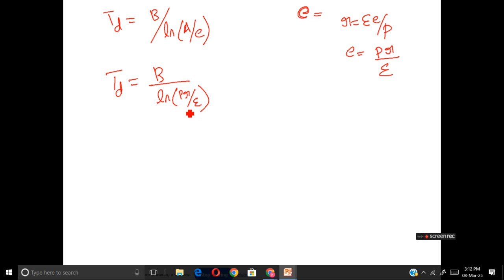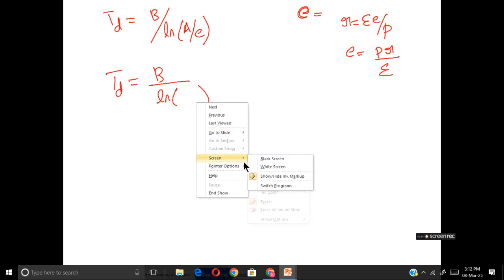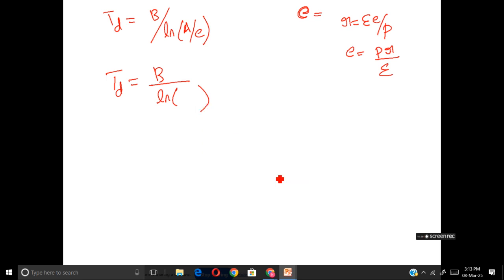A by E, and we have to substitute E is equal to PR by epsilon. Here we have 1 by E, so it will become A epsilon by R into P. So this is the equation for dew point temperature. TD is equal to B by log A epsilon by R into P.